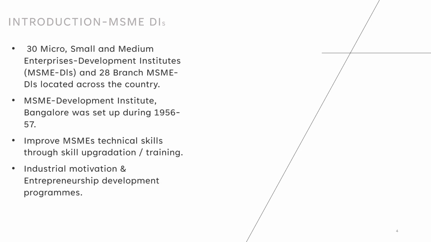The Development Institute of MSMEs in Bangalore was set up during 1956-57. Their main aim and functionality is to provide technical skills through skill upgradation or training. And also, it focuses on creating young entrepreneurs through various industrial motivation and entrepreneurship development programs.